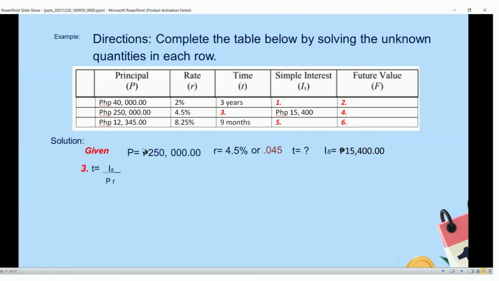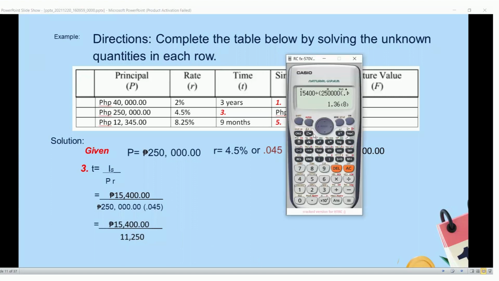So, hanapin natin ang ating time. Ang formula, T is equal to I over PR. Substitute, yung I natin ay 15,400 over, ang P natin ay 250,000 times ang ating rate, which is 0.045. So, solve muna natin yung nasa baba, yung denominator natin, which is 250,000 pesos times 0.045. So, ito makuha natin, 11,250. So, i-divide natin ang 15,400 sa 11,250. Then, itong lalabas sa calculator nyo.